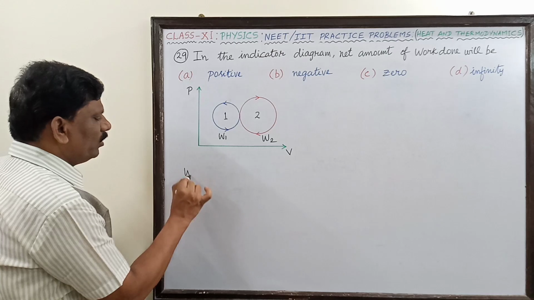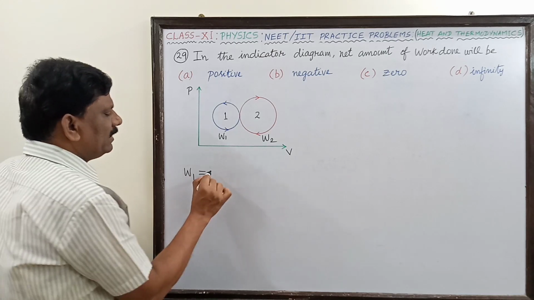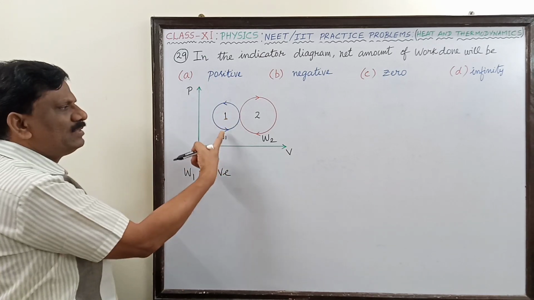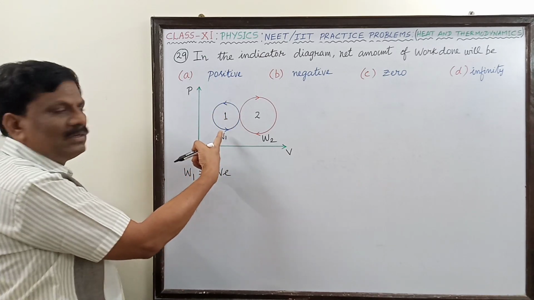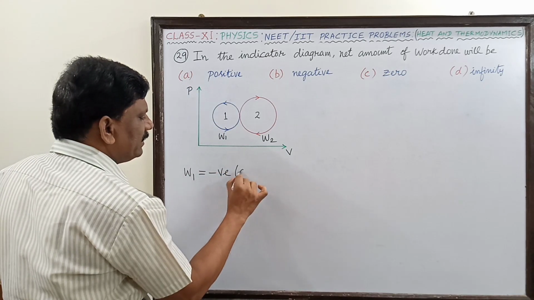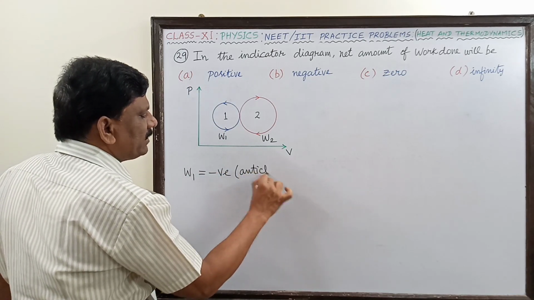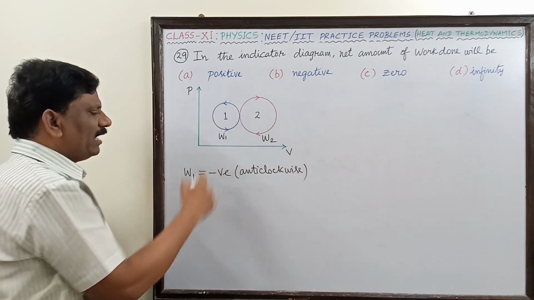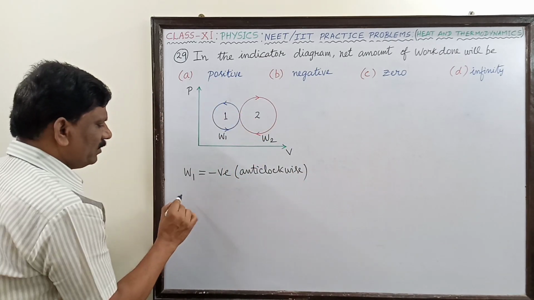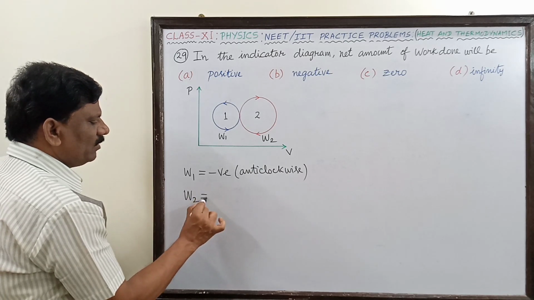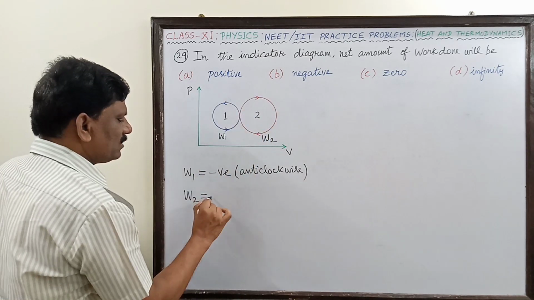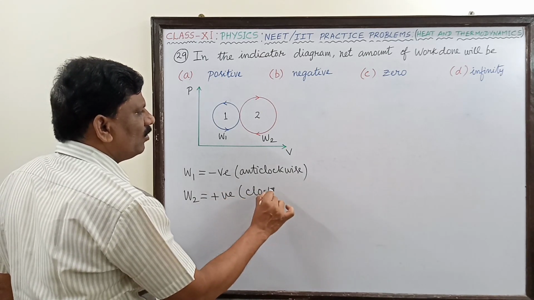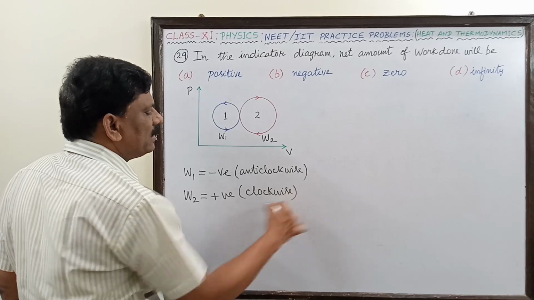Now first, W1 is negative. It is negative because you see the direction of flow. It is anti-clockwise. You must keep it in mind that if it is anti-clockwise, the net work done is negative. Next, W2 is clockwise, so it must be positive since the direction of flow is clockwise.